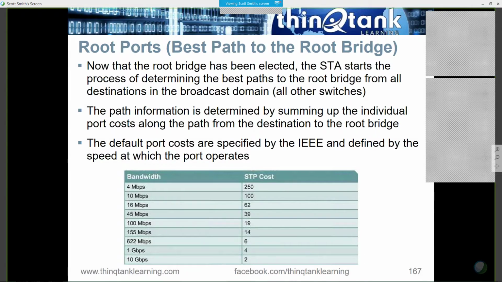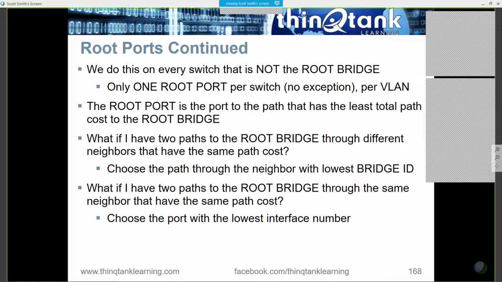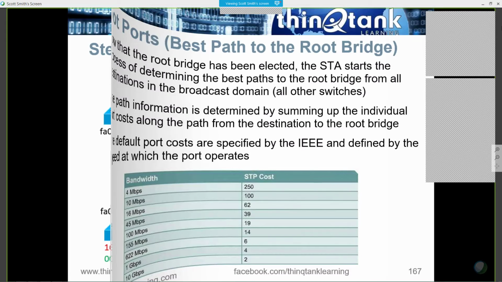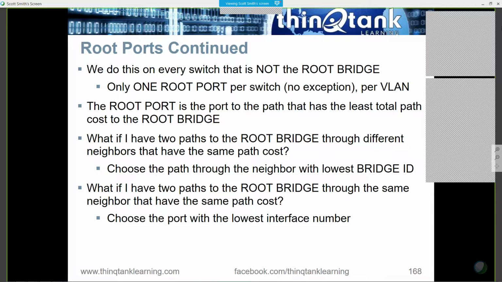Now this is where it gets a little bit confusing. With regard to the root ports, we do this on every switch that is not the root bridge. There is only one root port per switch, no exception, per VLAN. We have how many switches in our topology? 4. How many are not the root? 3. How many root ports are we going to have in our topology? 3. One root port per switch, per VLAN. We're assuming we're only running 1 VLAN in this case.